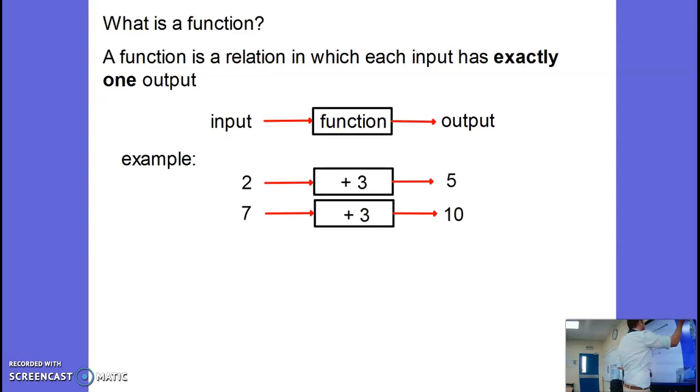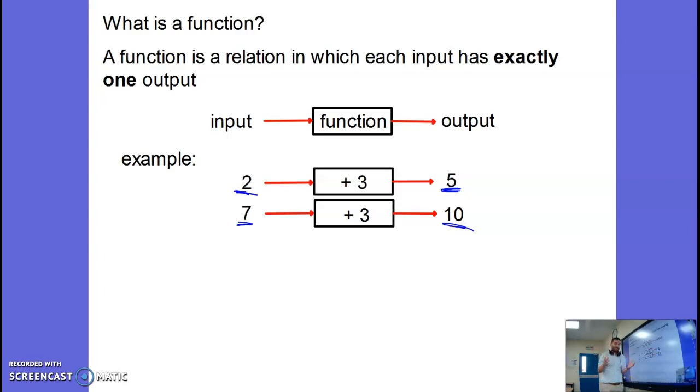Let's do a very simple example there. If I had the function to add 3, each input, 2 add 3 is 5. It can't be anything else. It has one output only. If I put in the number 7, it's 10. It can't be anything else. If I'm adding 3 to it, there's one output.